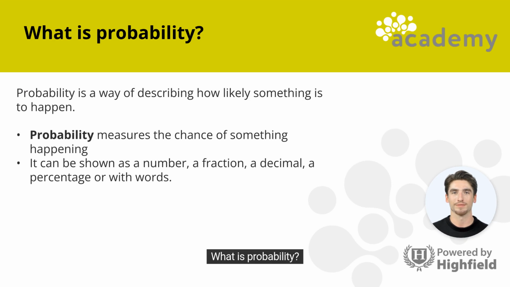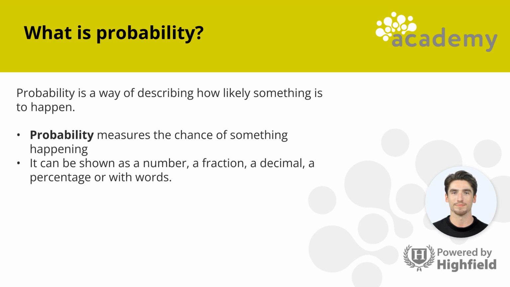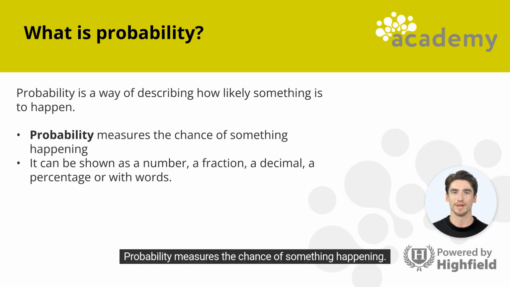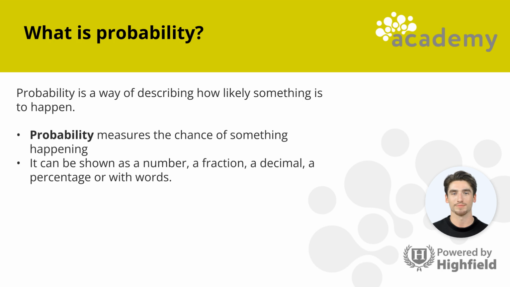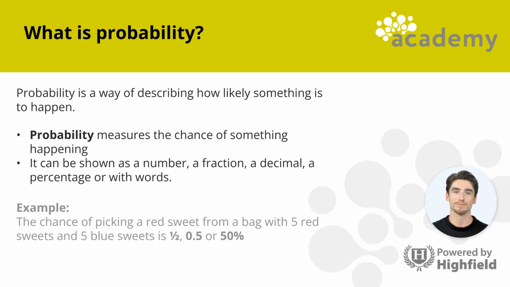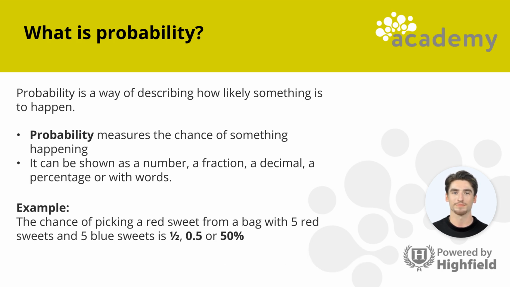What is probability? Probability is a way of describing how likely something is to happen. Probability measures the chance of something happening. It can be shown as a number, a fraction, a decimal, a percentage, or with words. Here's an example. The chance of picking a red sweet from a bag with 5 red sweets and 5 blue sweets is 1/2, 0.5 or 50%.